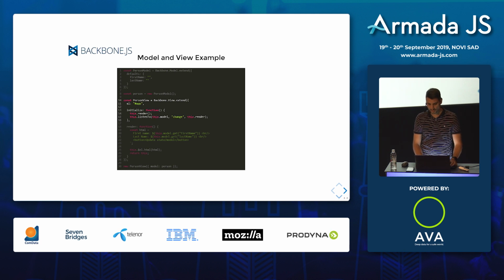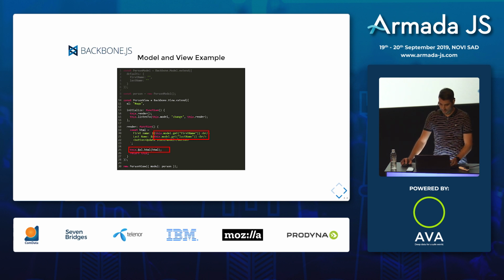We have an initialize method where we call the initial render and subscribe to the changes on the model. And we have a render function, in which we actually read the properties from the model, put them in a template, and that's basically it. At the end, we just update the entire HTML in the element we have mentioned here.